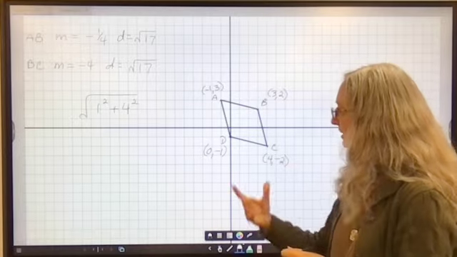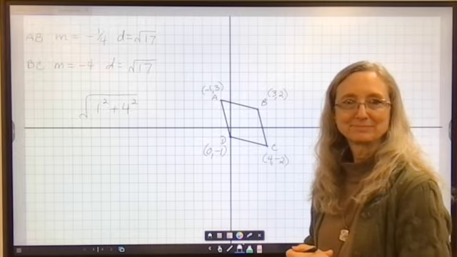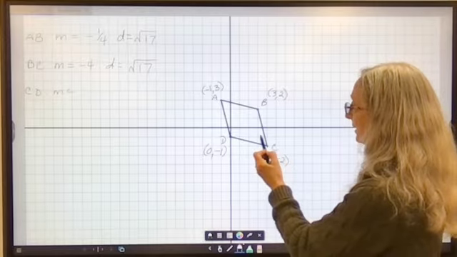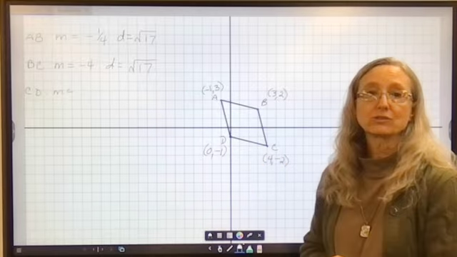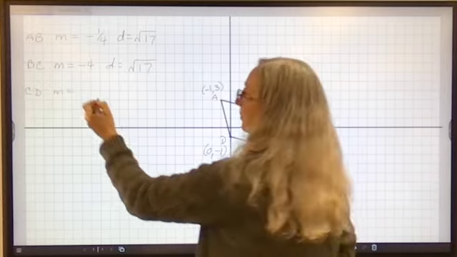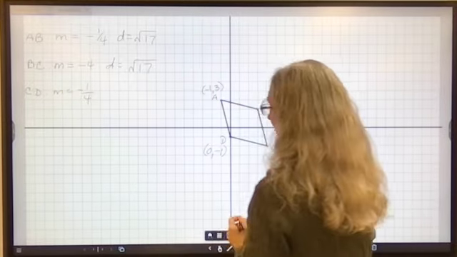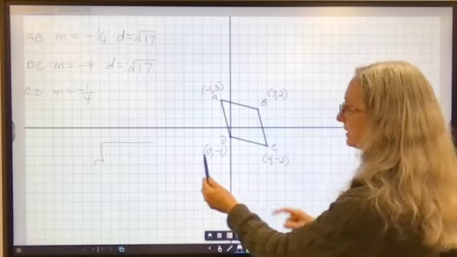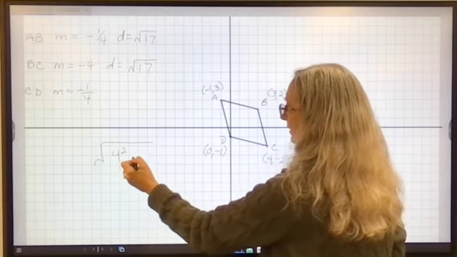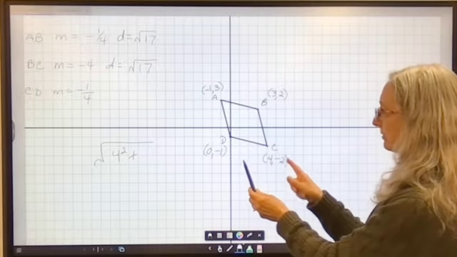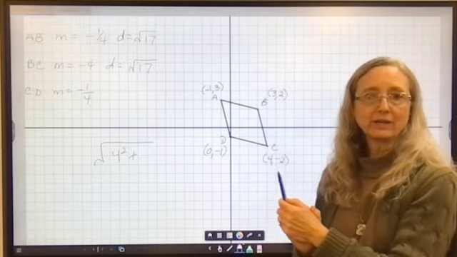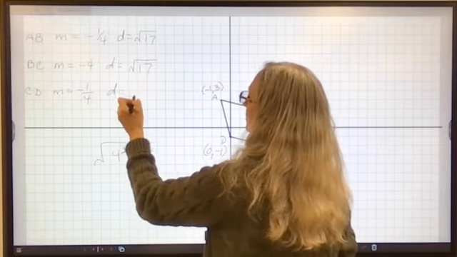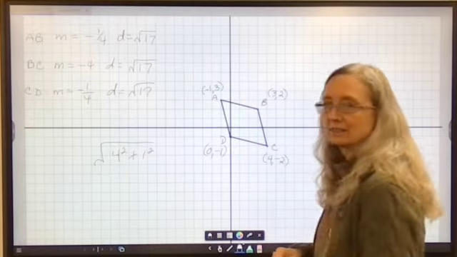Let's do the same process with CD. So for the slope from C to D, I'd go up 1 and to the left 4. So that's -1/4 is its slope, and its length is the difference between my x's. 4 minus 0 is 4. 4 squared plus the difference between my y's, -2 and -1. It's a difference of 1. 1 squared. Again, we have the distance is the square root of 17.